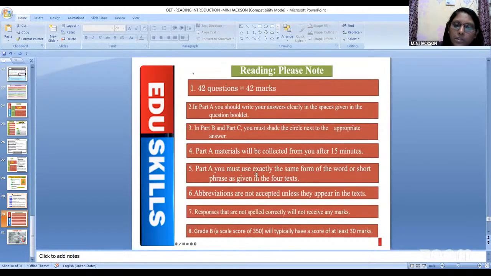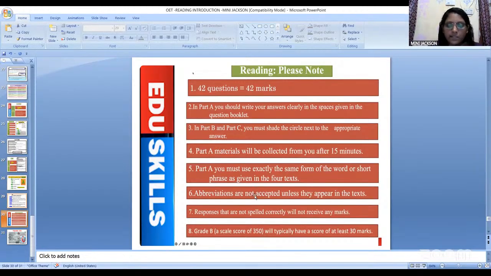Then Part A answers must be exactly the same form of the word or short phrases as given in the text. What is given in the text, exactly you have to write. Don't use your medical knowledge here, and don't write your own sentence or phrases. You need to write only what is given in the text. Abbreviations are not accepted unless they appear in the text. If it is given in the text, like blood pressure or CT scan, you can use it. But if it is not there, don't write the abbreviation in the answer sheet.